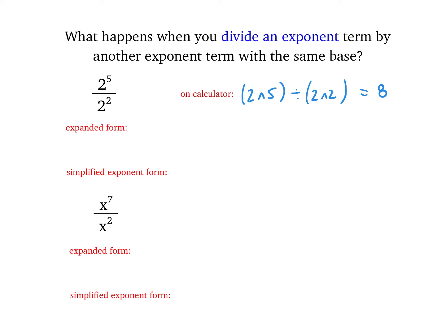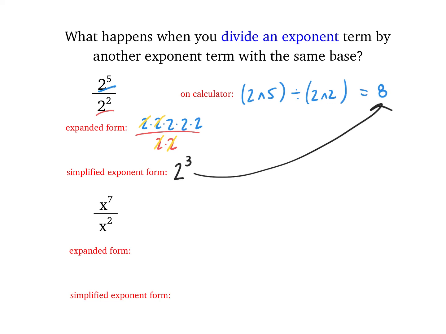In expanded form, of course, 2 to the 5th would be 2 times 2 times 2 times 2 times 2, a total of 5 times, whereas 2 squared would be 2 times 2 just twice. Revisiting those last examples, I know that a 2 on top would cancel with a 2 on the bottom, so these would equal 1 and these would equal 1. If I look at what's left, I have 2 times 2 times 2. That's 2 times itself, a total of 3 times. 2 to the 3rd power is equal to, you guessed it, 8.